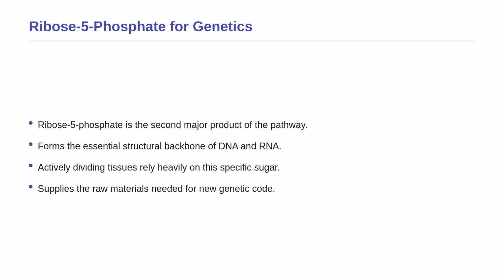Beyond just protection, this pathway is also fundamentally about growth. The second major product generated here is ribose 5-phosphate. This specific 5-carbon sugar is incredibly important because it forms the structural backbone of both DNA and RNA. This means that any actively dividing tissue in your body relies heavily on this exact pathway to supply the raw materials required to write new genetic code. Whether it is a skin cell repairing a scratch or an immune cell multiplying to fight an infection, they all depend on this metabolic detour to provide the building blocks for their genetic material.